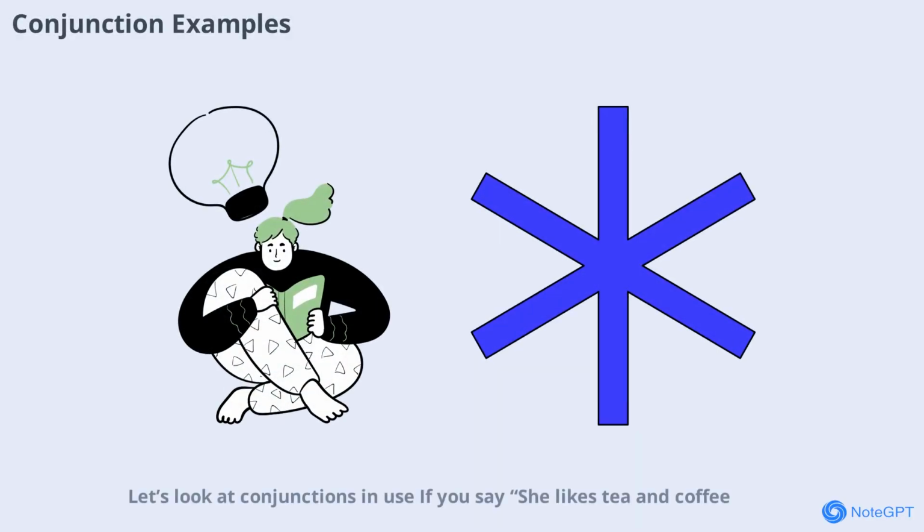Let's look at conjunctions in use. If you say, "She likes tea and coffee," and connects two nouns, or "He is tired but happy," where but links two contrasting ideas, conjunctions make your writing and speaking more fluid and logical by joining thoughts together.